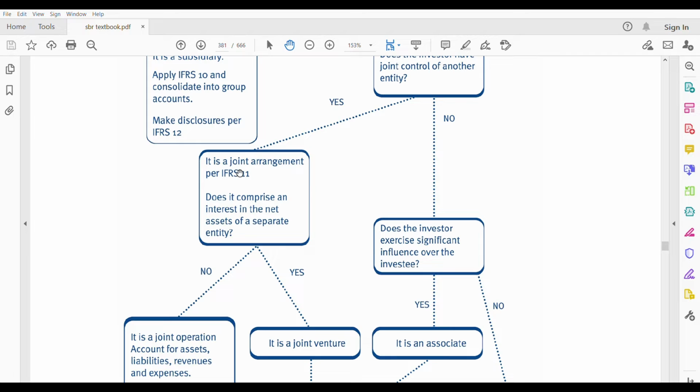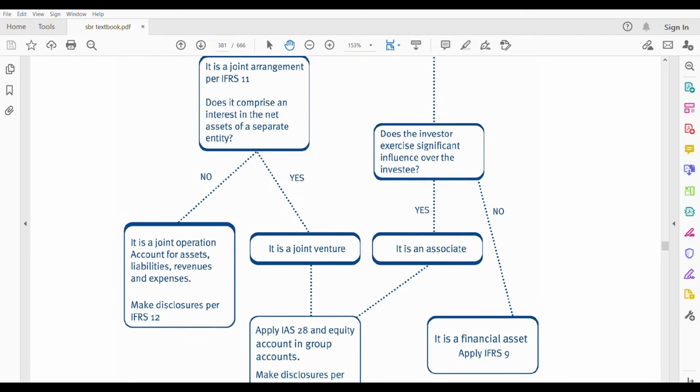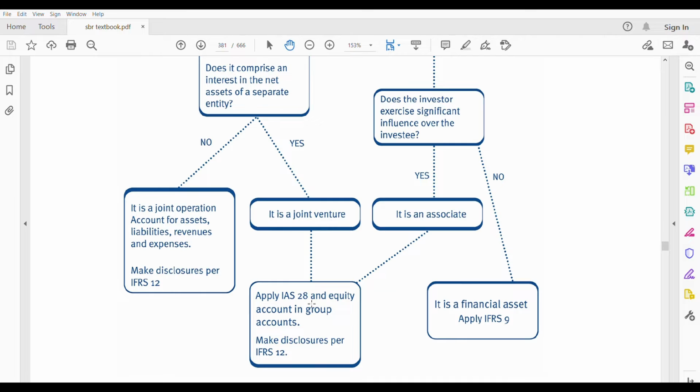Next question, if it's a joint arrangement, you need to ask, does it comprise an interest in the net assets of a separate entity? That means the entity should be separate. You are having an interest in the net assets of a separate entity. If it's yes, then it's a joint venture. If it's a joint venture, which standard are you using? IAS 28. This is the same for an associate also, and equity accounting. So it's the same for joint venture and associate. And here also disclosure you have to make according to IFRS 12. IAS 28 I haven't covered yet. I'll be covering it later after this video.